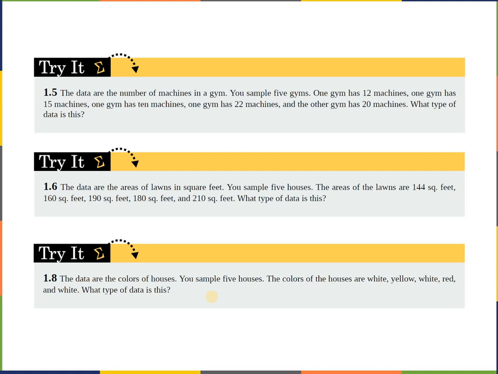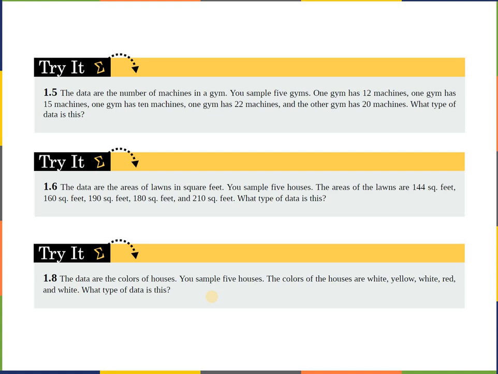Here is an example. Number 1.5. The data are the number of machines in a gym. You sample 5 gyms. One gym has 12 machines. One gym has 15 machines and another has 10 machines. One gym has 22 machines and the other one has 20 machines. What type of data is this? So this is going to be quantitative data, and it is going to be quantitative discrete data.